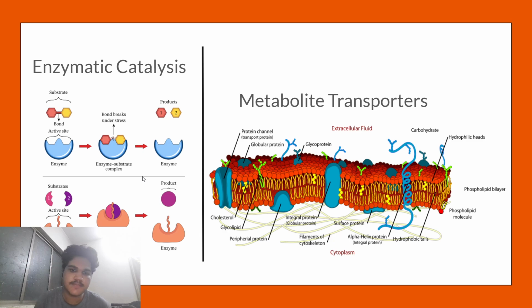Metabolite transporters. On the cellular surface of microbes, metabolite transporters exist in the form of integral proteins, peripheral proteins, and surface proteins. These proteins allow the passage of selected molecules. They allow the diffusion of the molecules from within the cell to the outside. They also allow the reverse to happen.